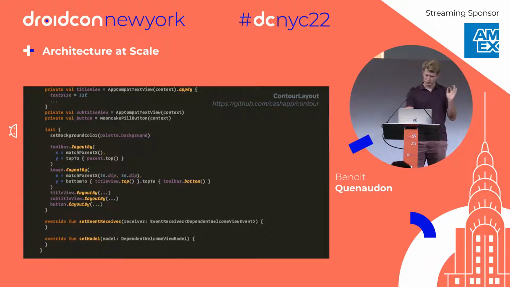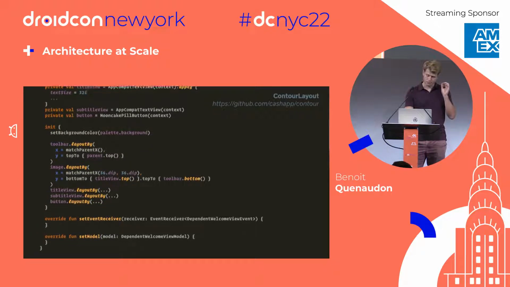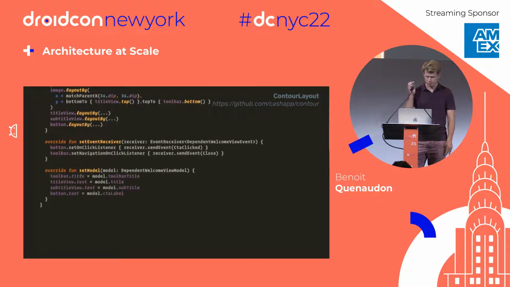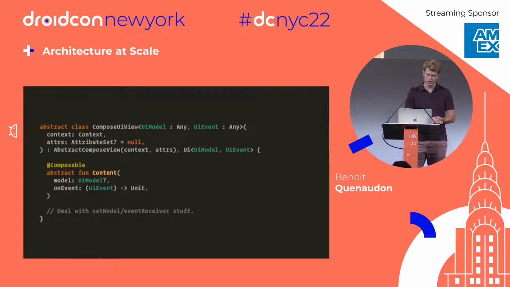So the rest is really simple. Send event receiver. We just bound the click listeners to send the CTA clicked or the close event. And model, in our case, it's just setting the strings. We also have an abstraction to support Compose UI. And so instead of asking views to implement set model and the event receiver, we just pass the content method. So nothing special about this.